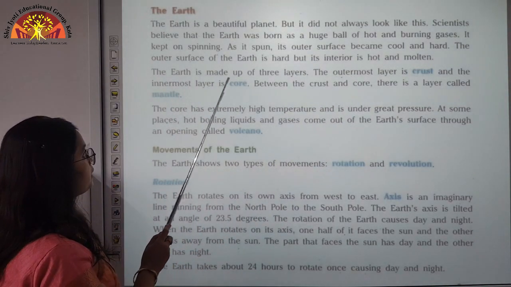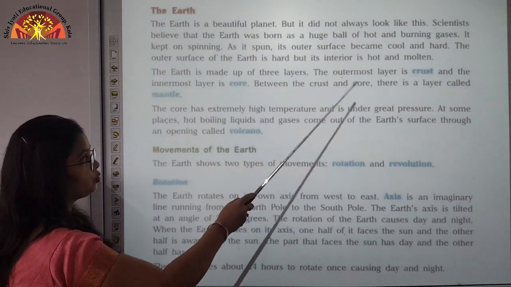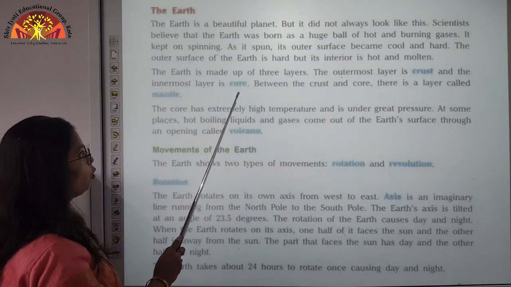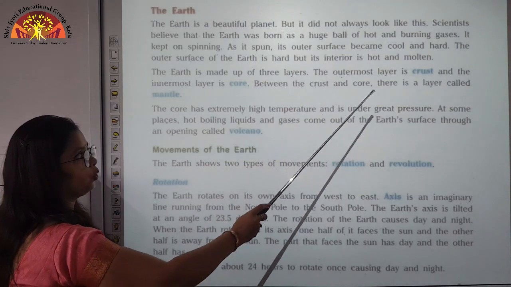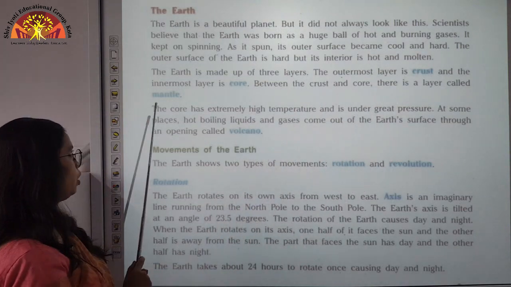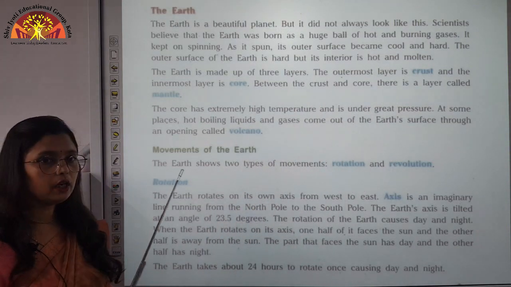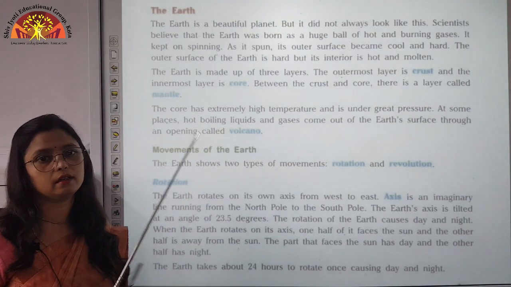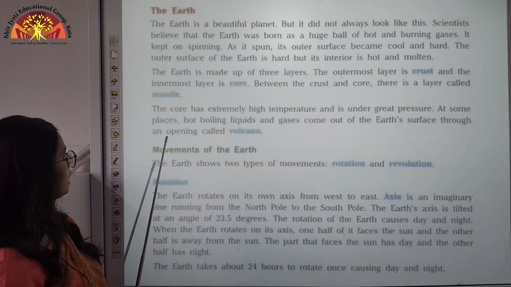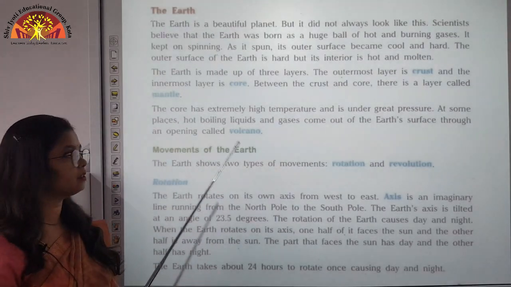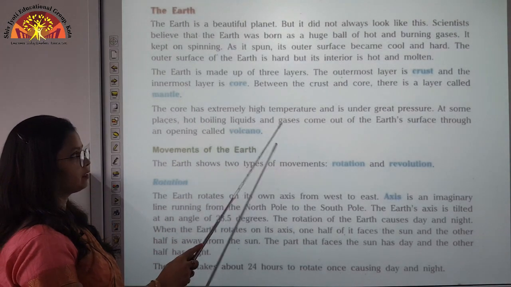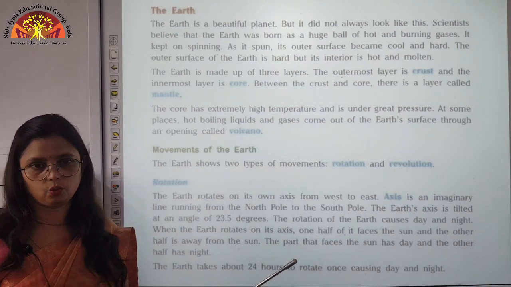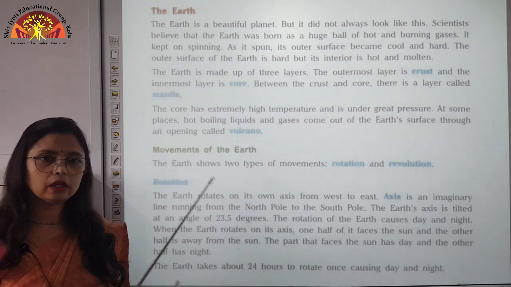Okay. So Earth is made up of 3 layers. The outermost layer is the crust. The innermost layer is the core, and between the crust and core there is a middle layer which is called the mantle. Now children, the core has extremely high temperature and it is under great pressure. So sometimes at some places, hot boiling liquids and gases come out of the Earth's surface in the form of a volcano. Okay? So this is all about Earth.